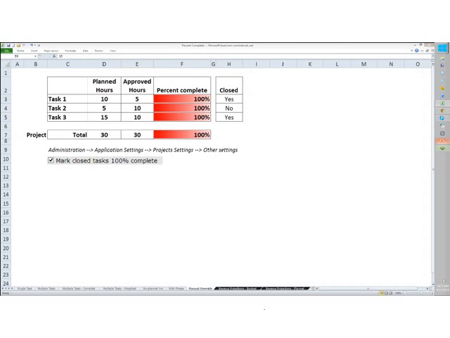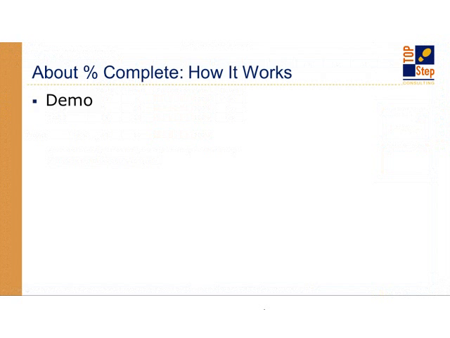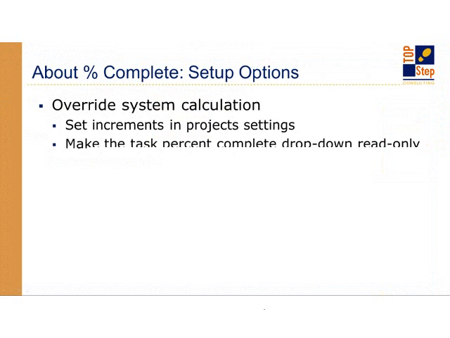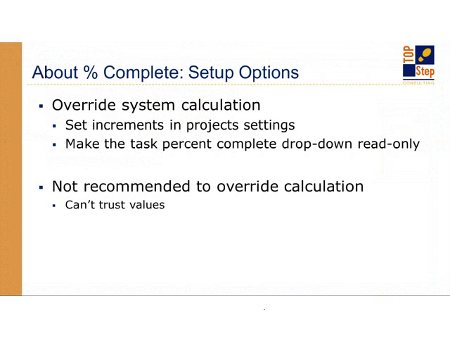All right, so I just mentioned overriding the system calculation. It does allow you to do that. It's an option. You can set the increments in projects. And this is application settings, project settings, other settings. You can set increments of 5% complete, 10%, 25%, or even 1% if you want in that drop-down.